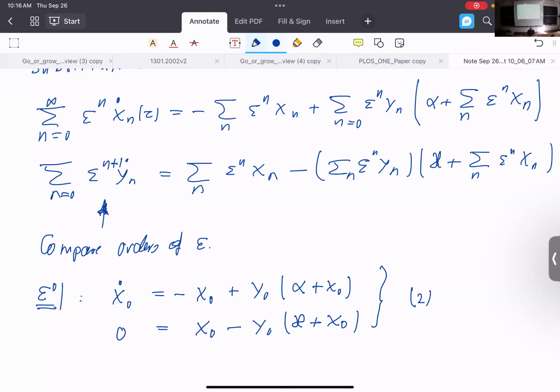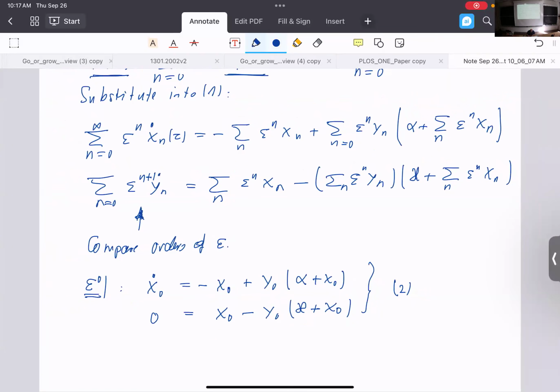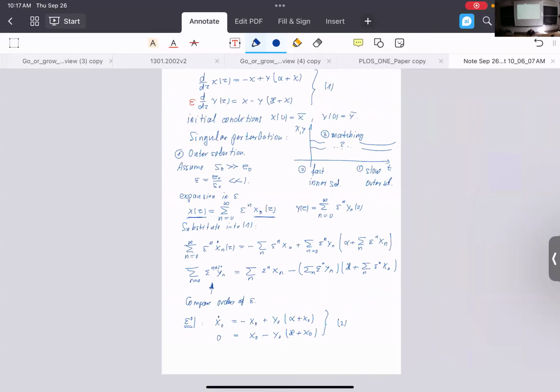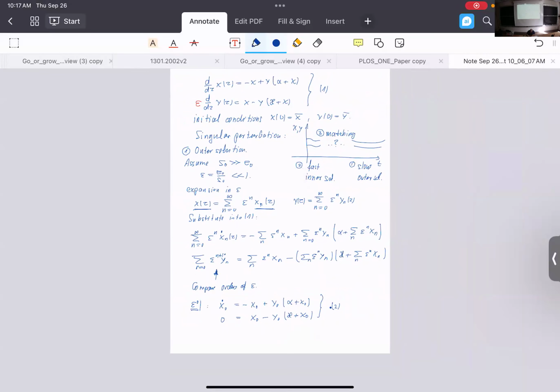And x0 is not the initial condition. It is really the first term in our series expansion. So x0 is a function, y0 is a function, just to be clear. Now, let's compare 2 to 1. If you look at 2 and you look at 1, they have the same structure, except the epsilon d by d tau term is gone. And there we have a 0.